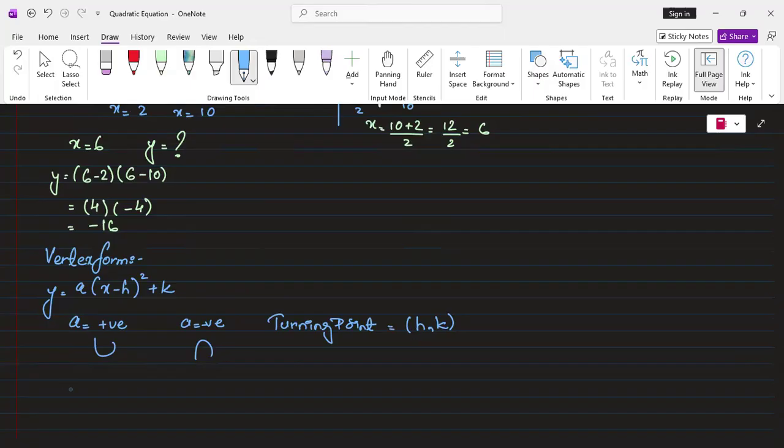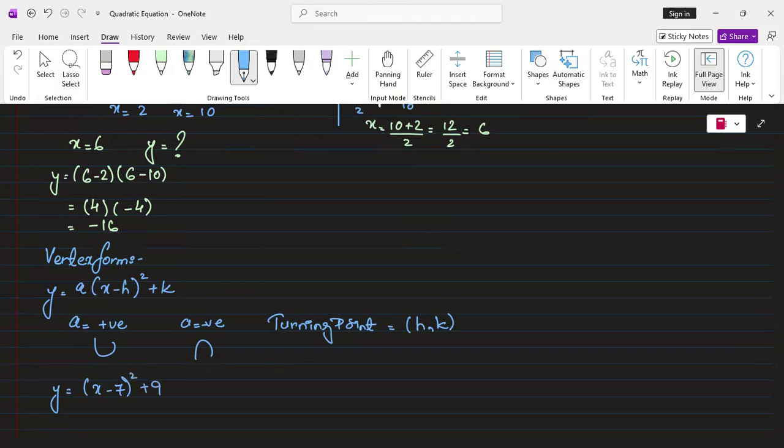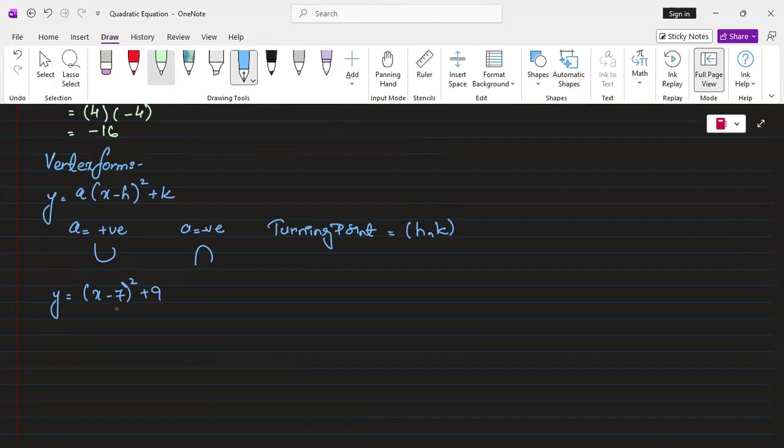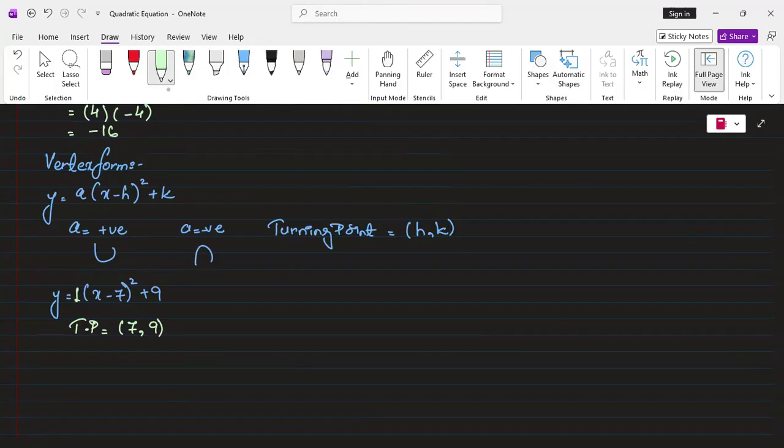So just to give an example, y is equal to (x minus 7) to the whole square plus 9. Now, can you tell me the turning point of this equation? 7 and 9. Exactly. So it's going to be 7 and 9. But you need to remember one thing. This is only applicable if the coefficient of the equation is simply 1. You need to make sure this value is always equal to 1. Right?